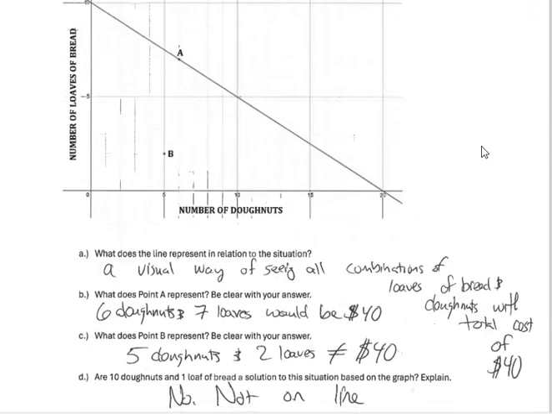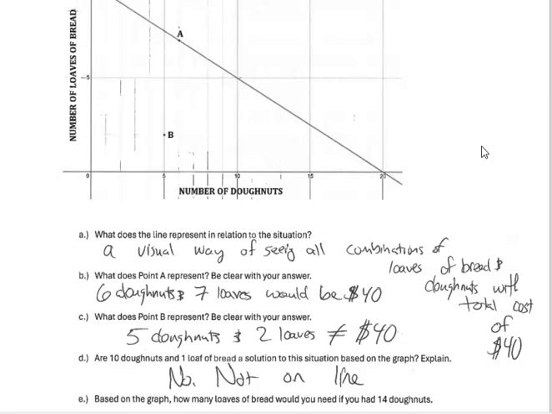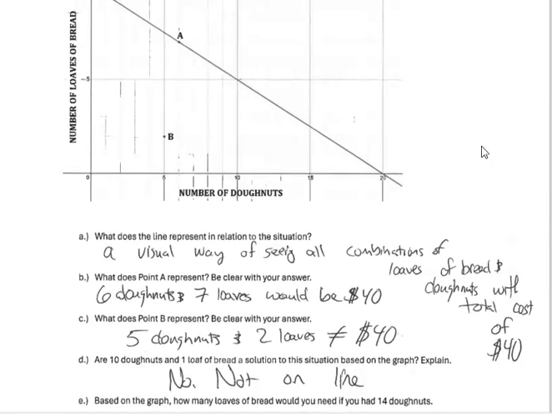Part C is, what does B represent? That is 5 donuts and 2 loaves of bread. And since it's not on the line, it's not a solution and it must not be $40. Next one says, are 10 donuts and 1 loaf of bread a solution? Well, if you look at the point 10-1, it is not on the line, so the answer is no.